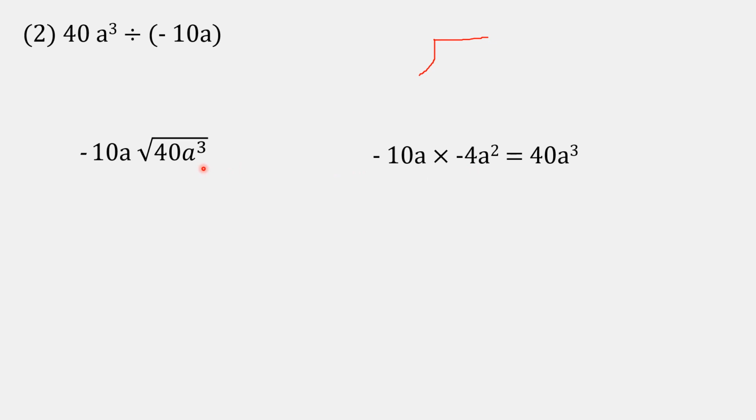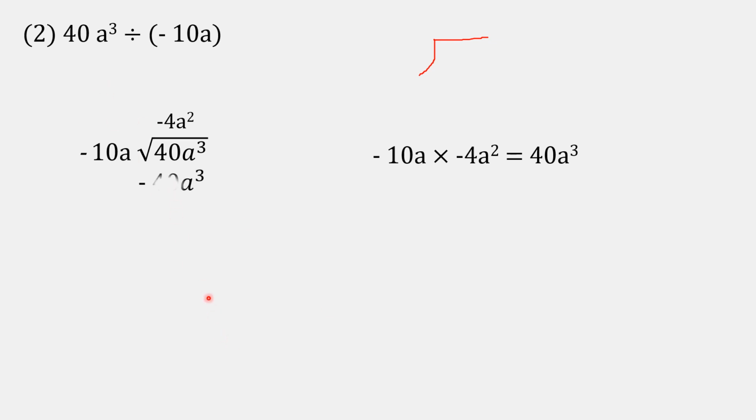Now here it is students a cube. So already here a is there. You need to multiply a square. So you'll get 40a cube. So this part you'll write down in your quotient over here. So you'll write down minus 4a square. So below this you'll write down 40a cube.